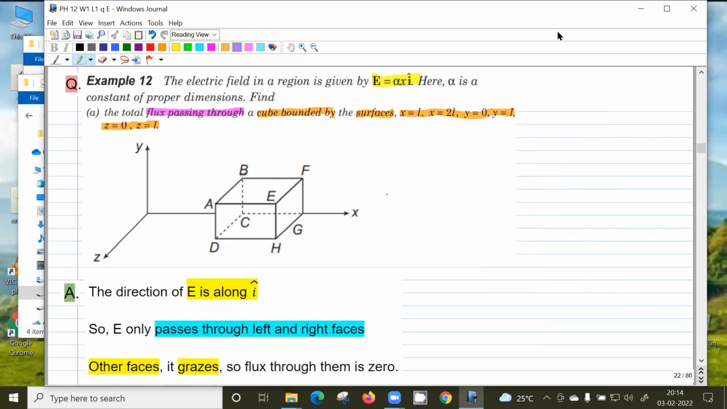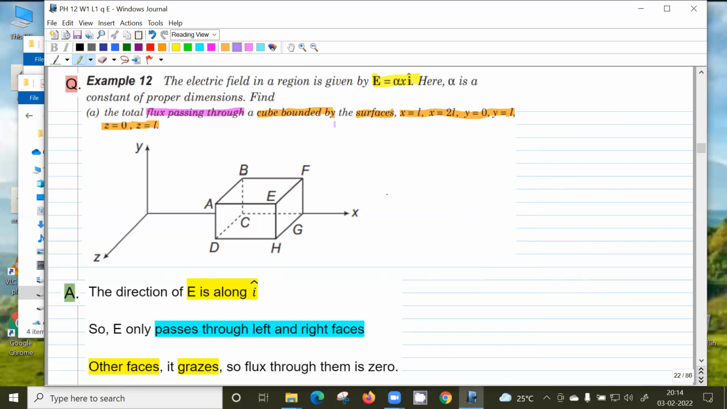Is the electric field in this question uniform or non-uniform? Non-uniform, sir. If x is 1, it's alpha. If x is 2, it's 2 alpha. So the electric field is changing from point to point in space. So it's a non-uniform electric field.